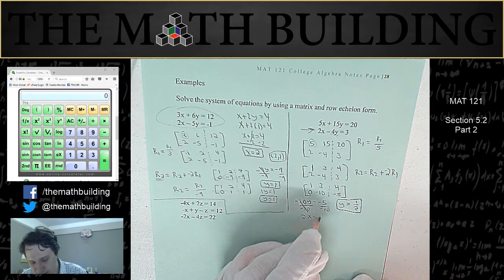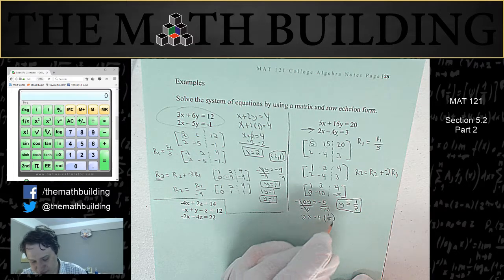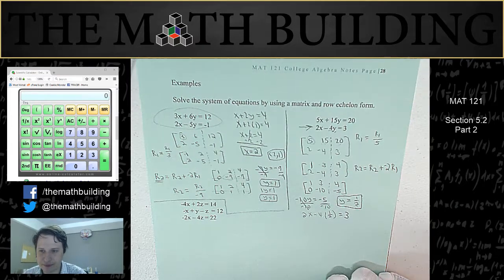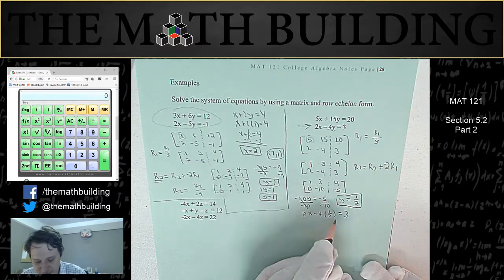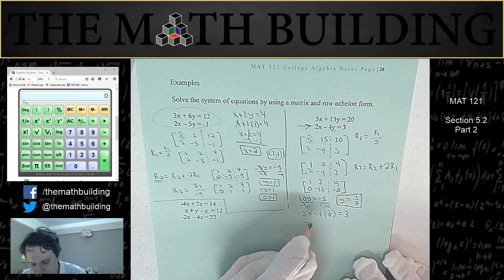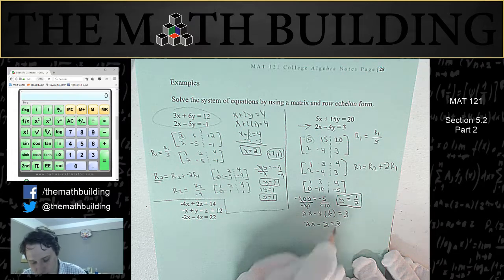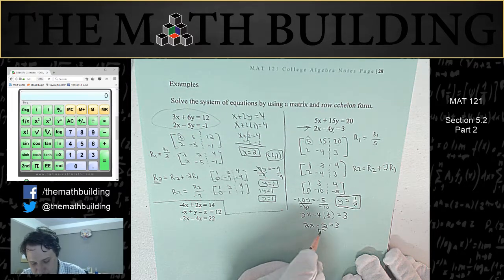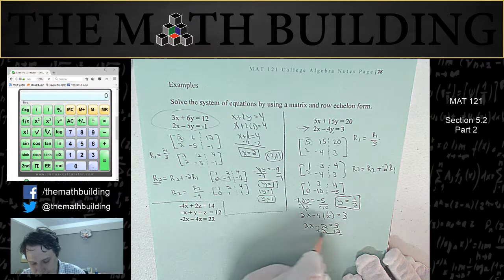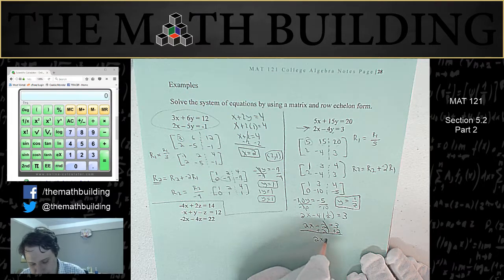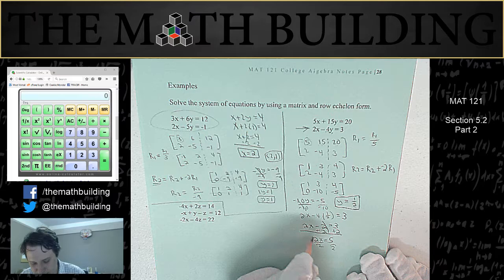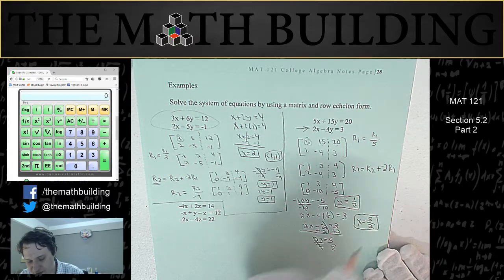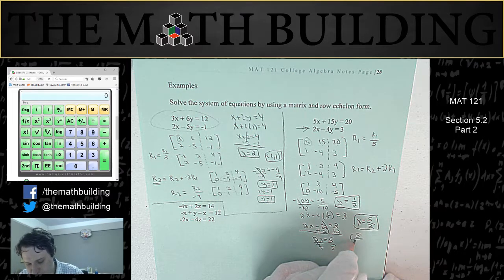So 2x minus 4 times a half equals 3. So negative 4 times a half of 4 is 2. A half of negative 4 is negative 2. Add the 2 over. And then divide by 2. So the answer is 5 over 2, a half.